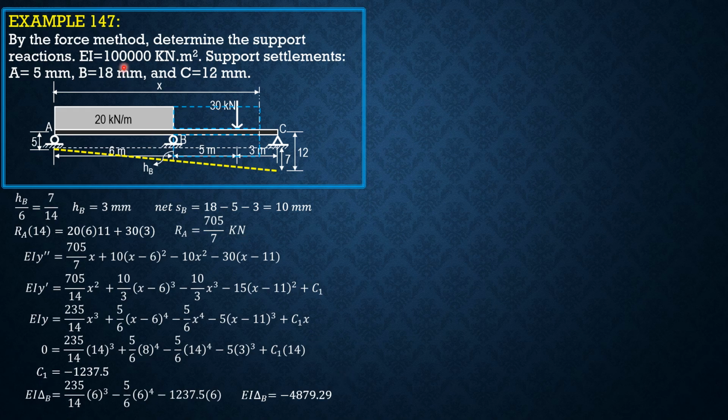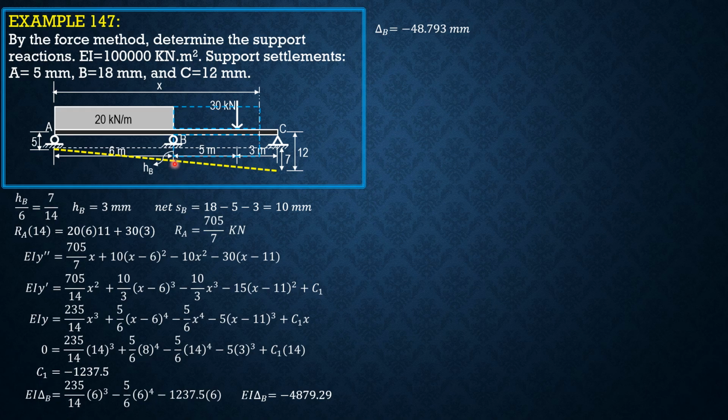4879.29. Since EI is 100,000 kilonewton meter square and this is 4879.29 kilonewton meter cube, the shortcut to converting delta B to mm is we just divide this by 100 instead. So that means delta B in mm is negative 48.793 mm from this point.